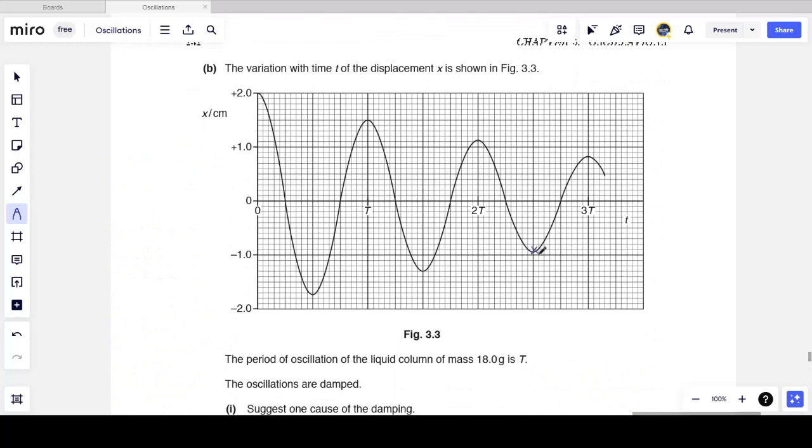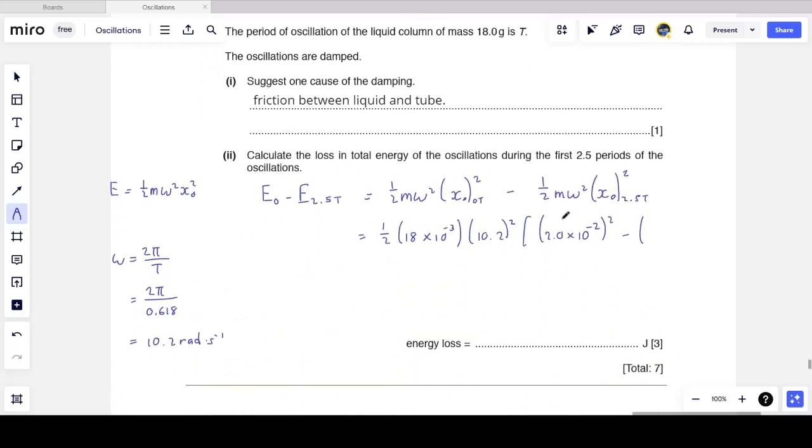Minus, what's the amplitude after 2.5 periods? Well, the amplitude after 2.5 periods is just less than 1. It's actually 0.95. Again, I only need the magnitudes of the amplitudes, don't need the actual signs. 0.95 times 10 to the minus 2 meters, squared. And what I get is the difference in energy being 2.90 times 10 to the minus 4 joules, or to two significant figures, 2.9 times 10 to the minus 4 joules.